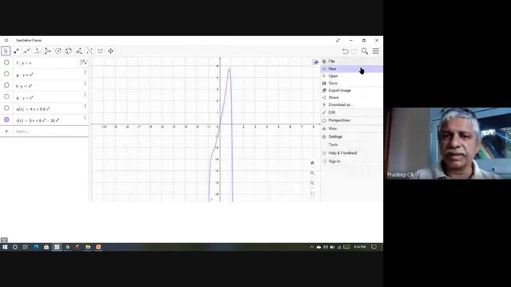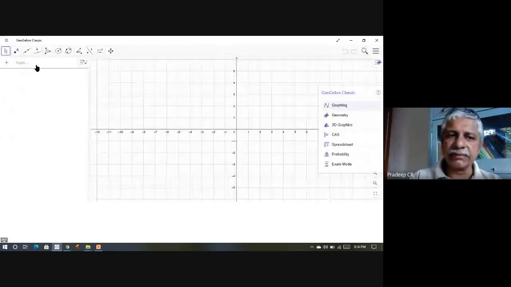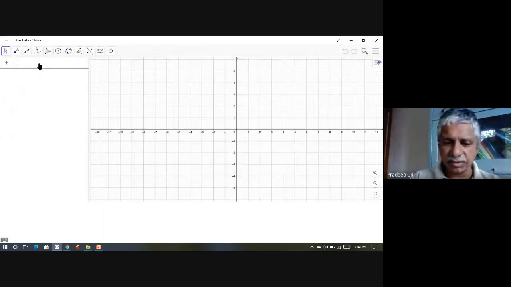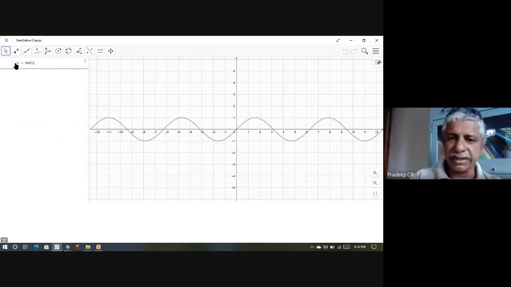There is another set of functions which are called, as we know, trigonometric functions. And their graphs, you must have seen them more. For example, y equal to sine x, I'll plot. So this is the curve. We all know this, how it looks. So y equal to sine x looks like this.